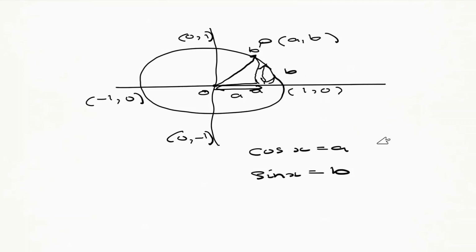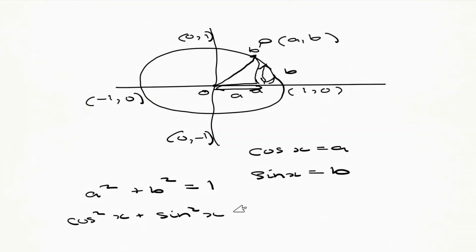Okay, so going back to trigonometry, we know that a squared plus b squared is equal to 1. Now why is it 1? Because this is a unit circle, right? So the radius is 1 all around. So this diagonal line is 1. So if a squared plus b squared is 1, well, this sort of proves our original trigonometric identity, which means cosine squared x plus sine squared x is equal to 1.